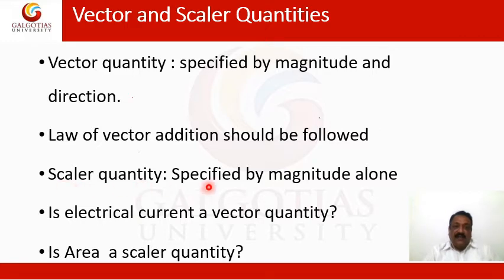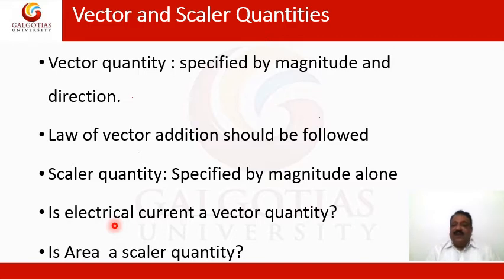As I said here, a scalar quantity is specified by magnitude alone. Now let us look at the electrical current. Electrical current has a direction of flow. It flows from higher potential to lower potential. So can we say the electric current is a vector quantity? The answer is no. Though it has a direction, the point is that the addition of electric currents is not following the law of vector addition.